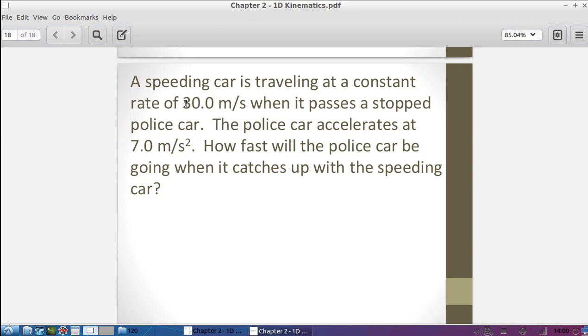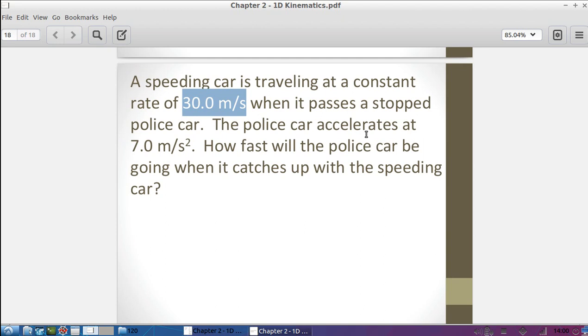Speeder doesn't see the cop, right? We don't really see the police, right? They do a good job of hiding. So speeder doesn't see the police officer, keeps going at a constant velocity of 30 meters per second. All right, speeder doesn't notice the police car, doesn't slow down to pull over yet.